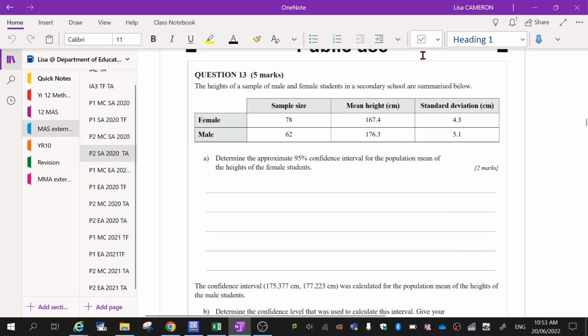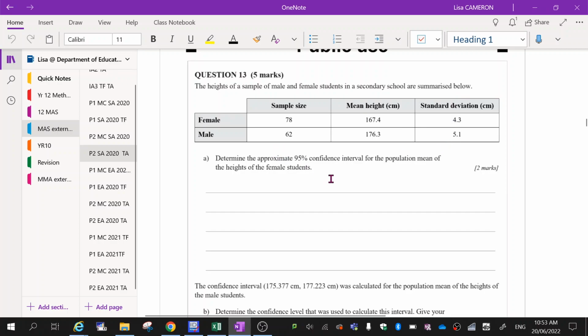Okay, so question 13. Nice easy question about sample statistics. So we're given some information here. The heights of a sample of male students and female students in secondary school are summarised below. So this is the sample size that we've taken. These are the mean heights, and these are the standard deviations.